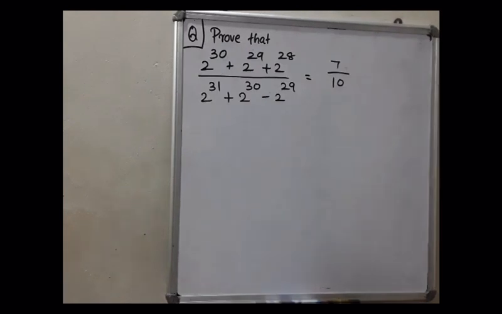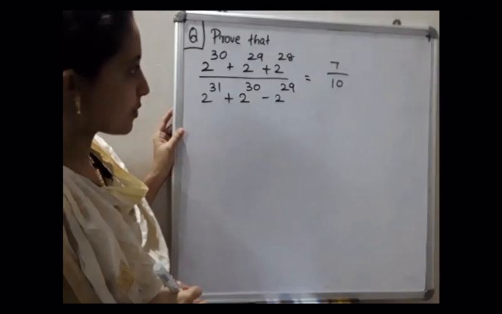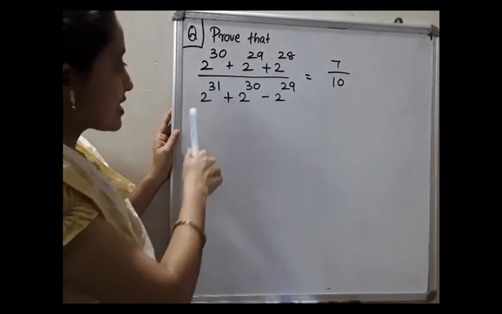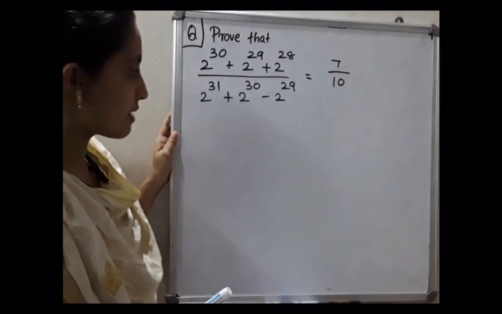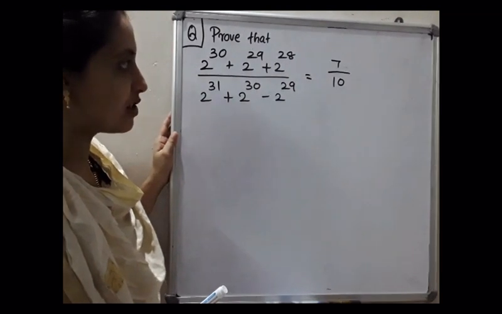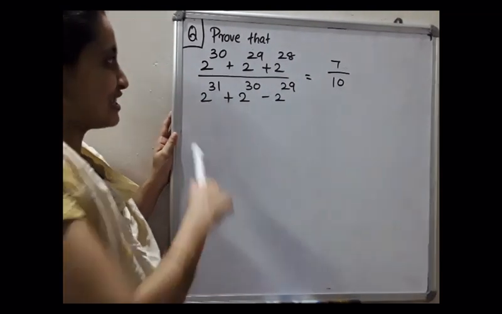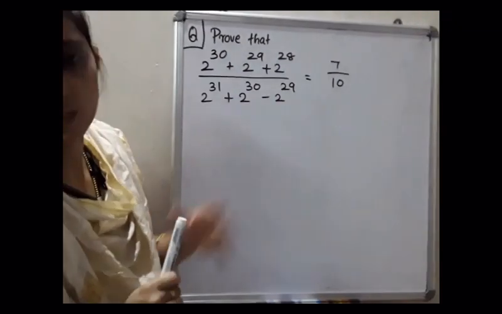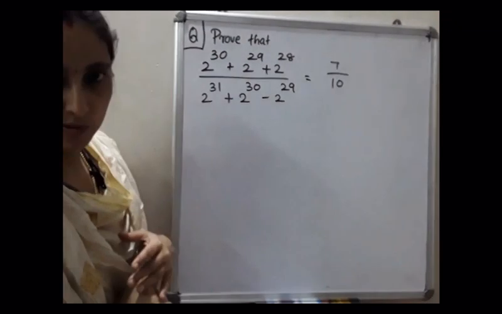Next question is 2 raised to 30 plus 2 raised to 29 plus 2 raised to 28, divided by 2 raised to 31 plus 2 raised to 30 minus 2 raised to 29, is equal to 7 by 10. Did you imagine this much calculation? You get only the answer as 7 by 10. So how will you do this?